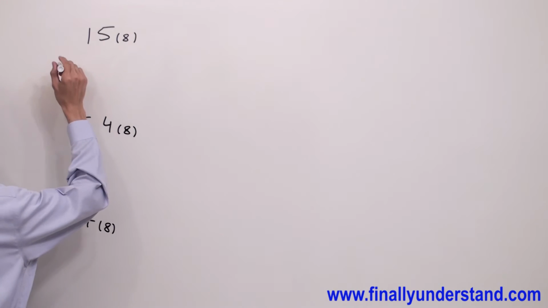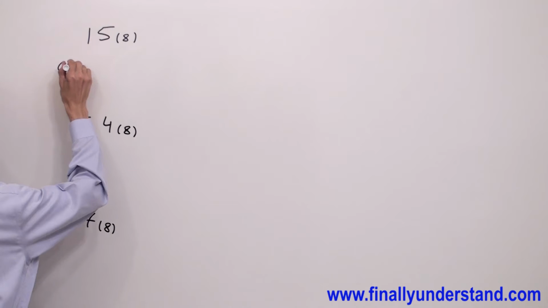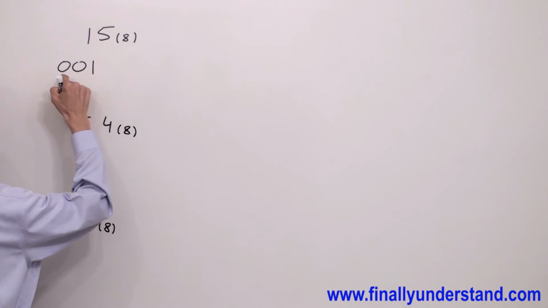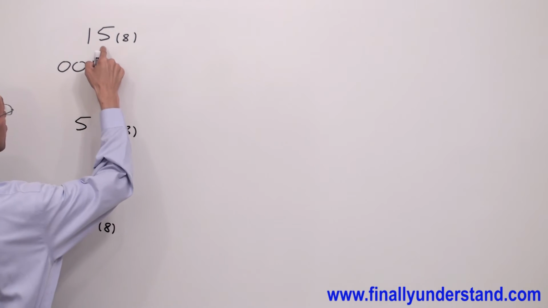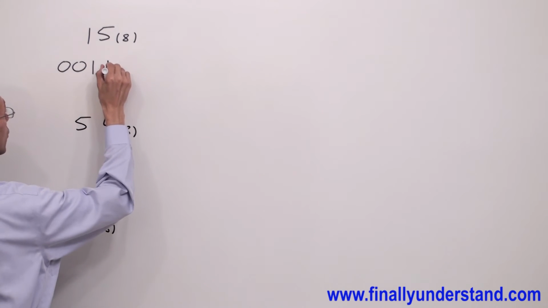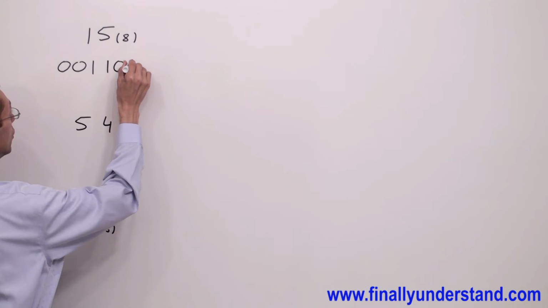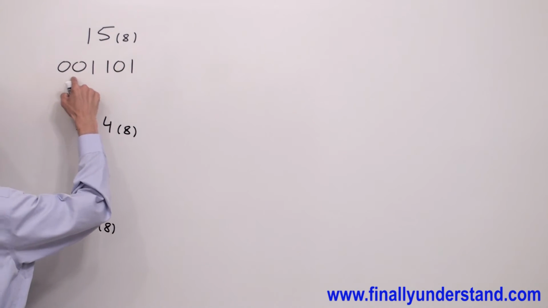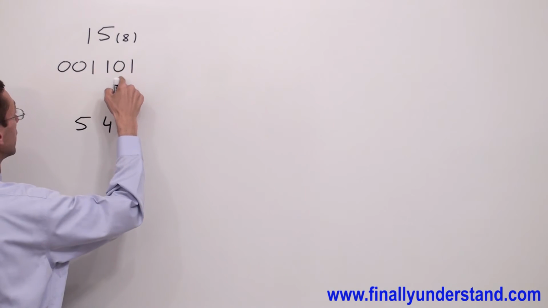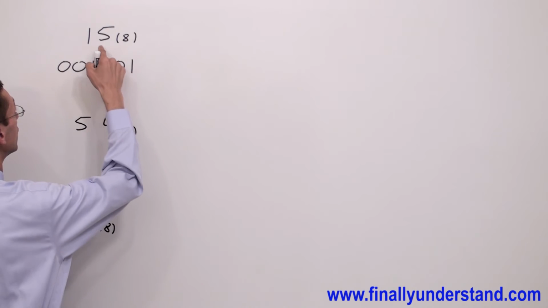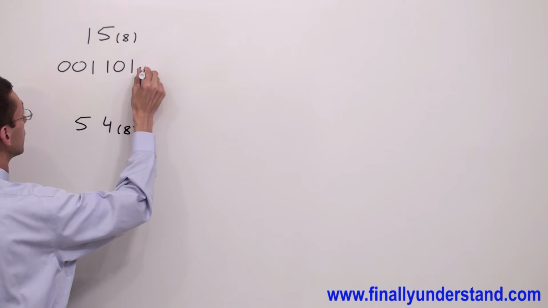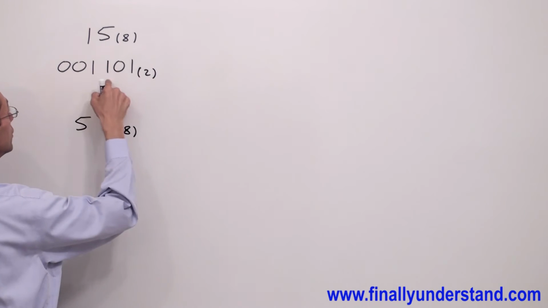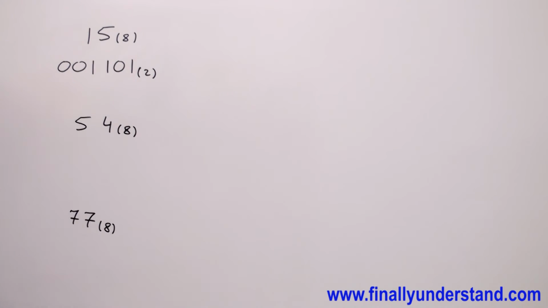1 in binary is 0, 0, 1. This is the 3-bit binary number. This is binary 1. 5 is 1, 0, 1. So this is the binary number which is equivalent to 15 octal. And this is the solution to my first problem.